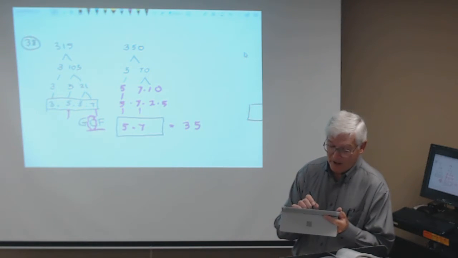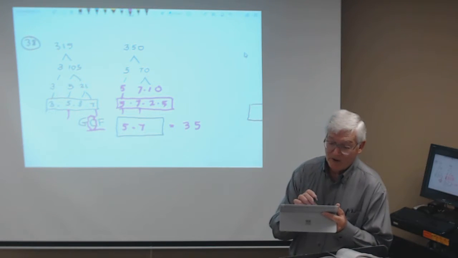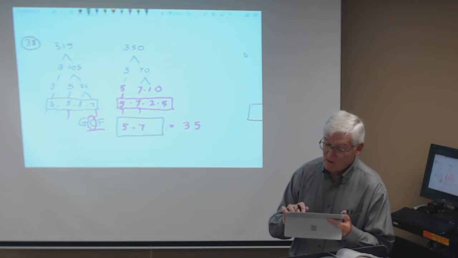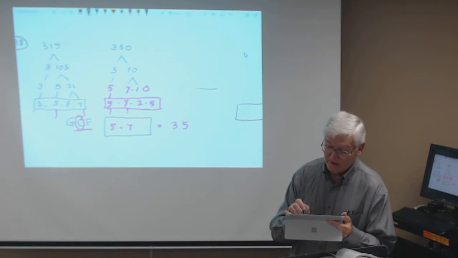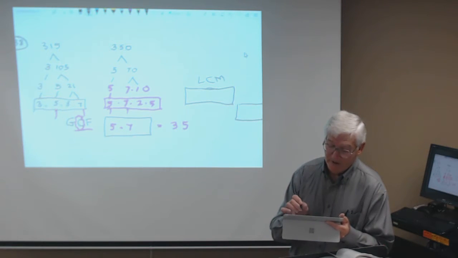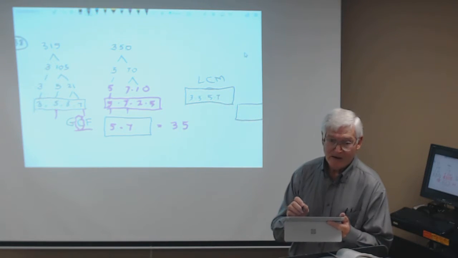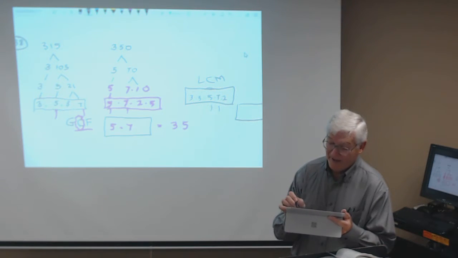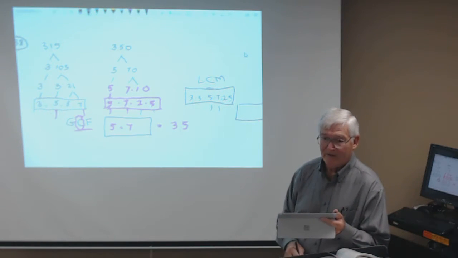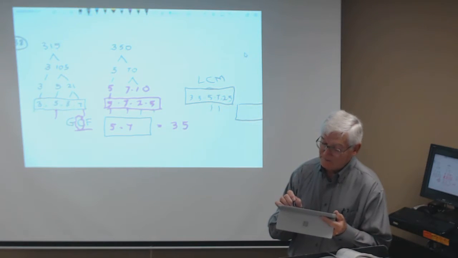And since I have these two boxes, if I wanted to do, just for fun, the least common multiple, it would have to have this number in it, which would be 3 and 3 and 5 and 7. Agreed? And it would have to have this number in it, which is 5 and 7 and 2 and another 5. You follow that? I already had the 5 and the 7 in there, so I just have to add the 2 and the other 5.